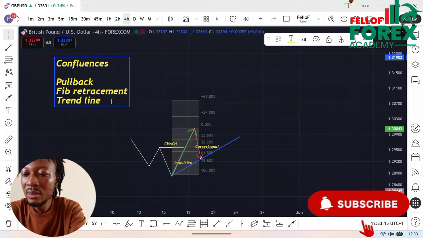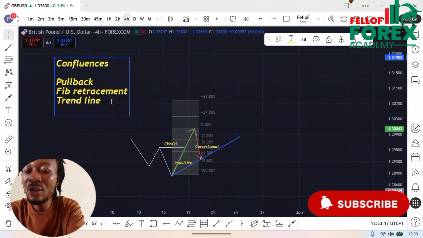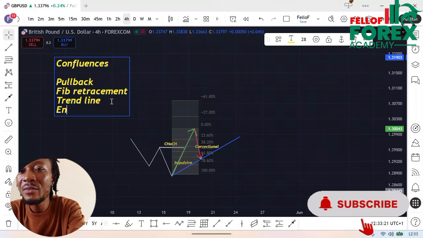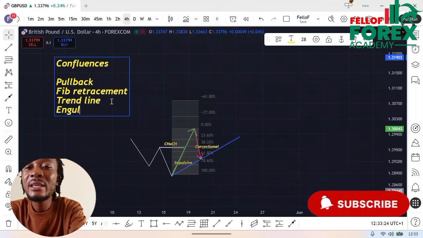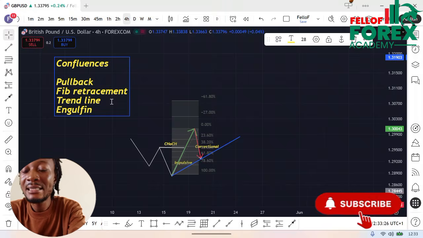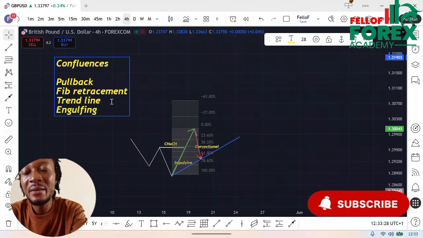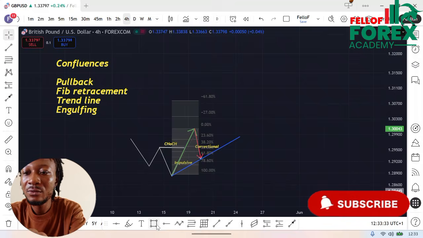The next one is an engulfing candlestick. I've been singing about this almost on all of my videos. I use the engulfing candlestick as a very, very important confluence. So what is an engulfing candlestick? Let me make it clear for you to understand.